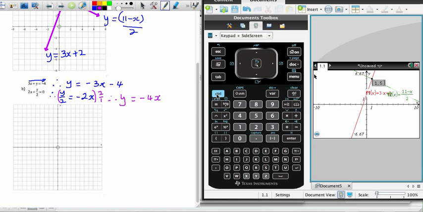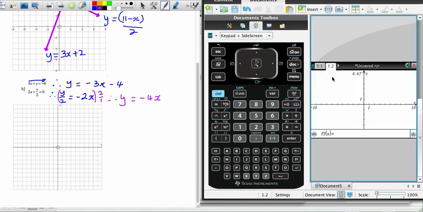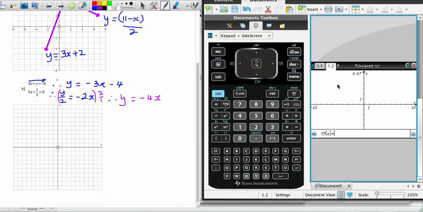And again, anytime you want to access the blue menu, you use the control button. So control document is going to add a page, and once again we're adding a graphing page. You can use the tabs at the top to toggle between the two. 1.1 was the first example, and now we're graphing on 1.2, the second page.